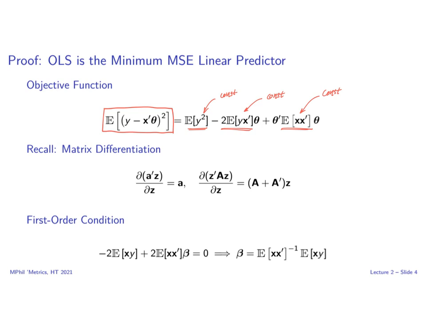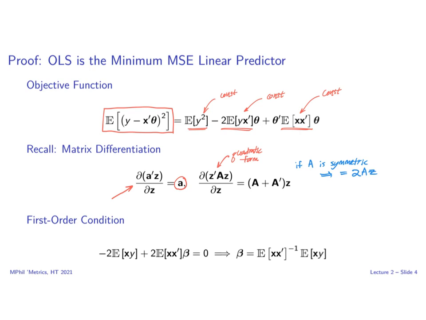Recall 2 important facts from matrix differentiation. First, if A is a column vector and Z is a column vector of variables, then the vector of partial derivatives of A transpose Z with respect to Z is A. And if A is a square matrix, such that Z prime A Z is a quadratic form in Z, then the partial derivative of this quadratic form with respect to Z is A plus A prime quantity multiplied by Z. And indeed, because it's traditional to write a quadratic form using a symmetric matrix, in which case A is equal to A transpose, the case where A is symmetric gives us 2A times Z.